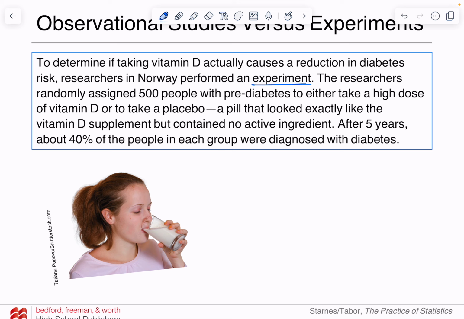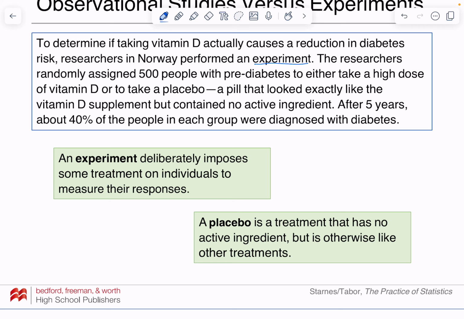Okay, so again, this is an experiment because I went and I got 500 people. Half got the vitamin D supplement, half got nothing. Or, they got a placebo. And a placebo is just a treatment that has no active ingredient. So I think a lot of you know what a placebo is. Okay, it's just like a fake pill, as it were.